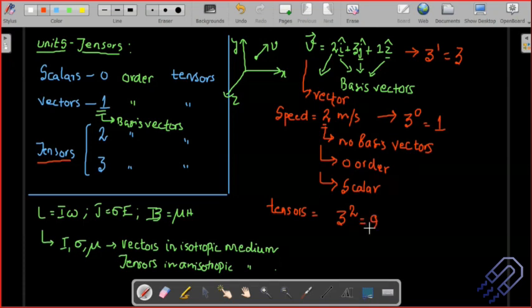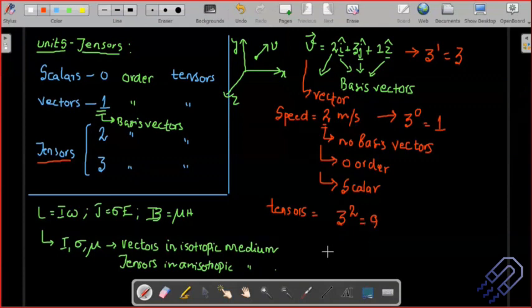So this is important. You will get the hang of it slowly. We are going to do some examples. We will discuss it in detail later. There might be a chance that you will have three basis vectors associated, and then it will be basically 27 components. So that's always the case.